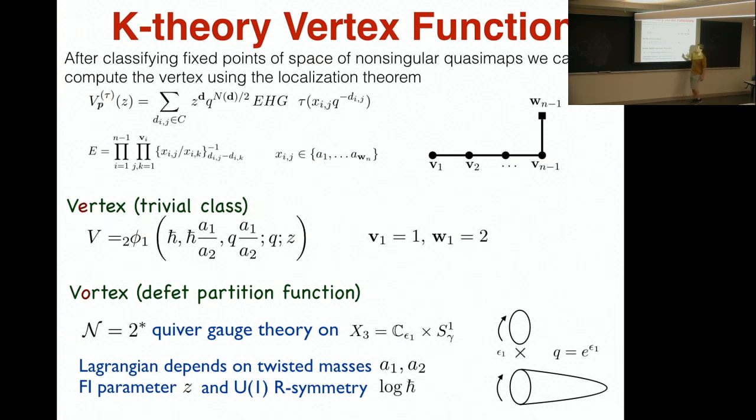And the parameters A1 and A2 are equivalent parameters corresponding to these two U1s. And then there's also H bar, right? So there's a C star H bar that acts on the potential direction. Okay. So in physics terms, for a physics person, that vertex function is the following thing.